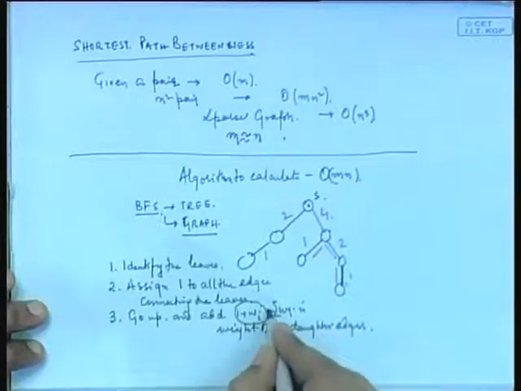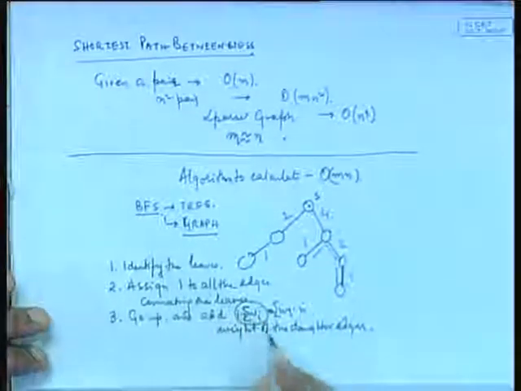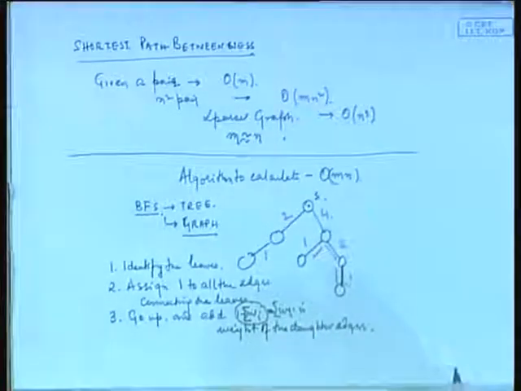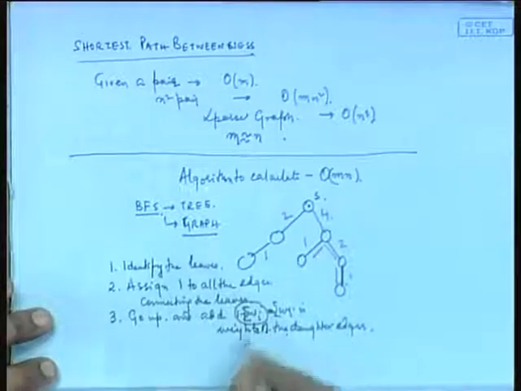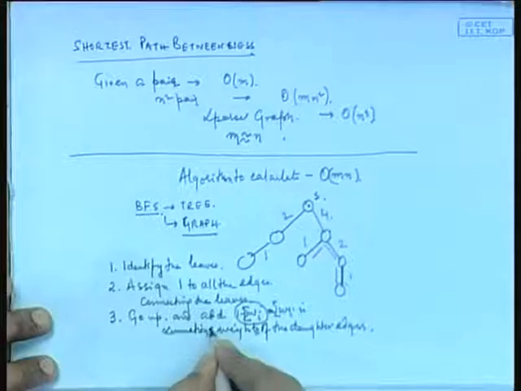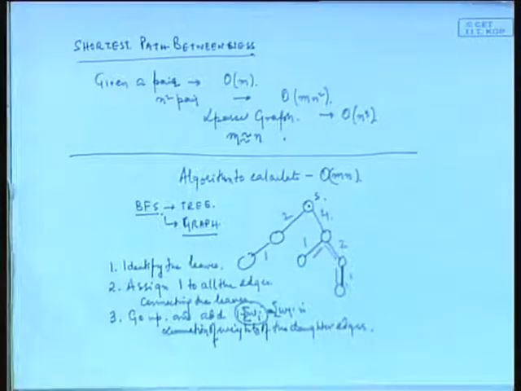1 plus summation Wi, where summation Wi is the sum of the weights of the dotted edges. Yeah, we are assuming there is no cycle. So if it's a tree, we have assumed that there is no cycle. So if it's a tree, then it's very simple.